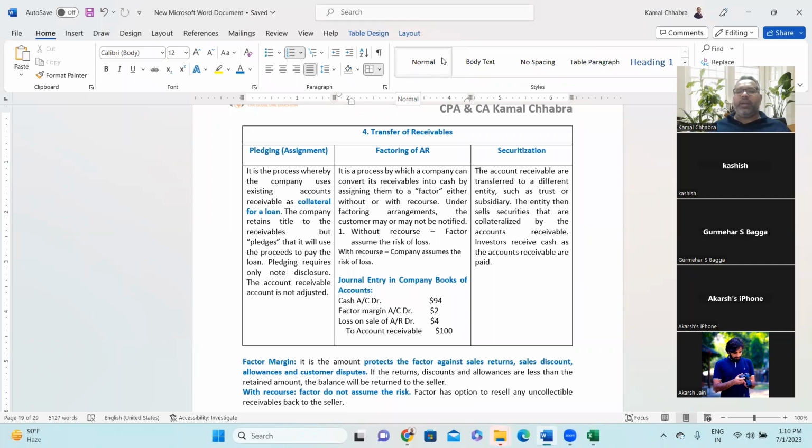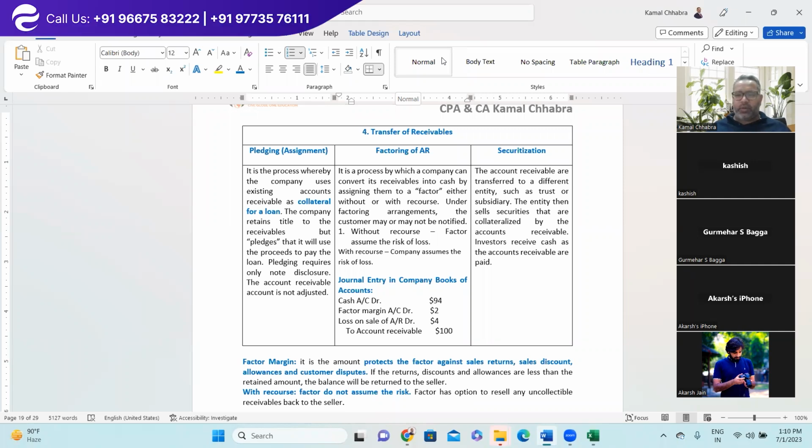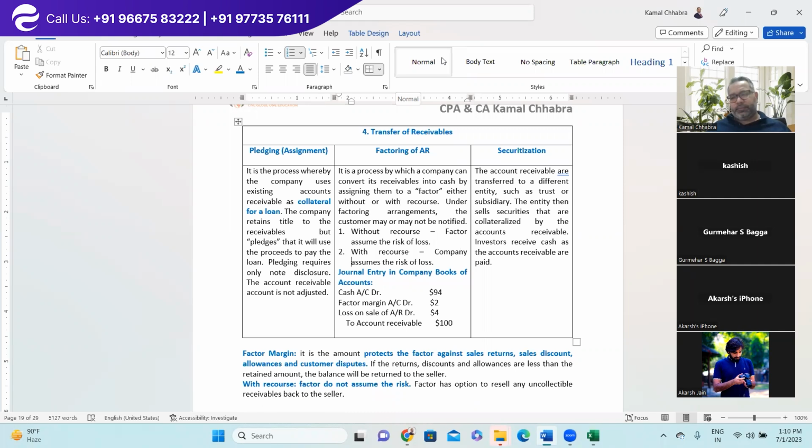If you have entered the original agreement without recourse, in that scenario, you have to do nothing. SL has to deal with those $20,000 account receivable directly. Okay, got it? Right? Everyone? Right? SL, good? Yes, sir. Okay. So the last one is securitization.